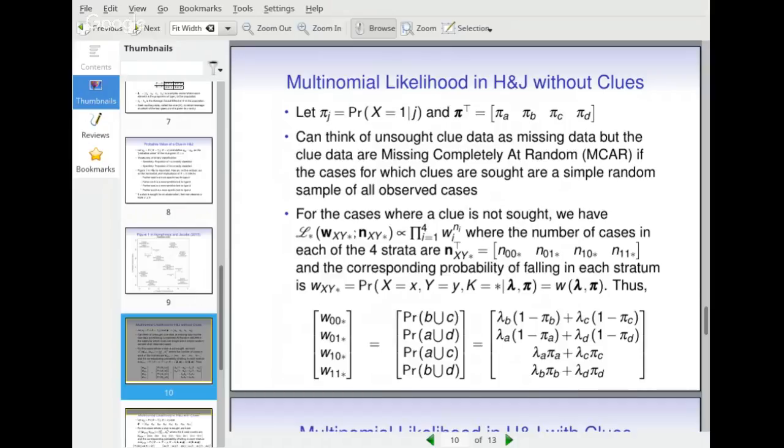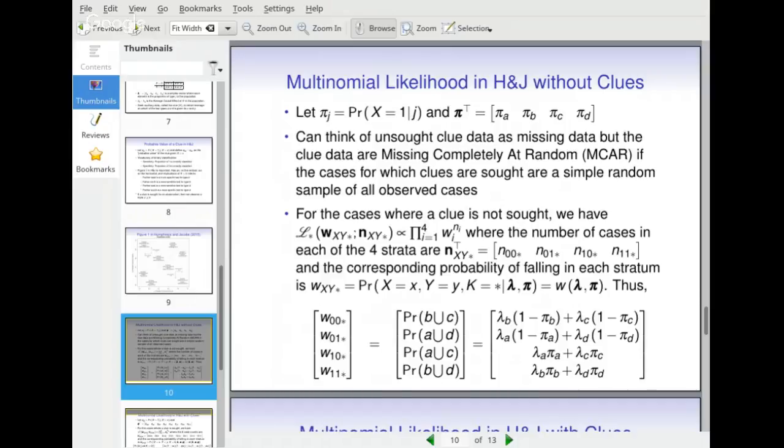But you might have heard the phrase missing completely at random, which would apply in this situation if you do simple random sampling of the cases where you have both X and Y to go out and look in that subset for the clue. Now, that's not what happens in reality. People tend to choose countries to look for the clue that they want to visit, or for other reasons. They tend not to go into a country where there's a civil war going on. So it doesn't exactly work this way in practice.